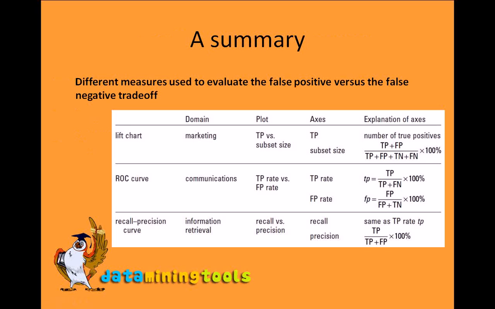Now this is the summary of all the three different measures which we use to evaluate the false positive versus the false negative trade-off. We talked of lift charts, ROC curves, and in the end we talked of recall precision curves.